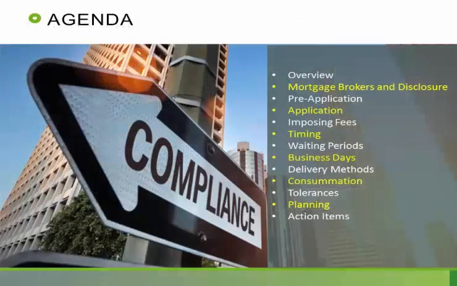We'll begin with an overview of the new rule. We'll talk about mortgage brokers and disclosures and what they can do. We'll also talk about pre-application, application, changes as far as imposing fees, the timing requirements of the new disclosure, as well as waiting periods. We'll get into business day definitions, the definition of consummation, and we'll talk about tolerances or variances, as they're now called, and then discuss some planning and action items.